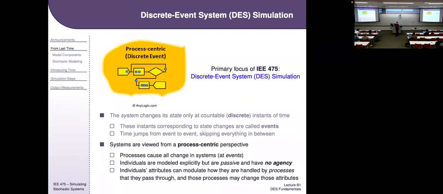As a consequence, these systems are said to be process-centric. So I'm going to use the term process a lot. You'll see process used in Arena a lot. The idea here is it's not like an agent-based model where you have an agent like me walking around making decisions on its own. It's more like you've got these individuals, which we'll define as entities in a slide here, that are modeled explicitly, but they're passive members that are being shuttled around by these processes.